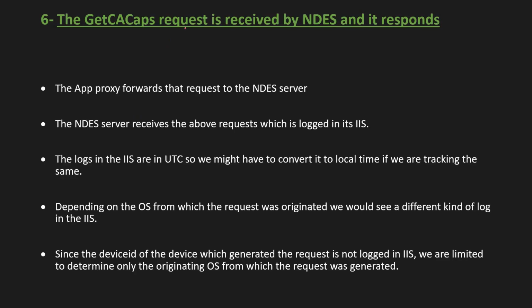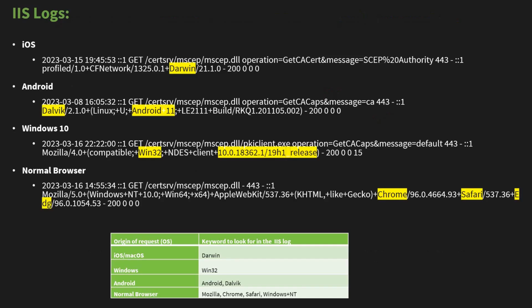So in step 6, the get CA caps request is received by the NDES server, and the NDES server responds to it. The app proxy has forwarded the request to the NDES server. The NDES server has received the request, which is logged in the IIS. The logs in the IIS are in UTC, so you might have to convert it to the local time if you are tracking it. Now let's take a look over the IIS logs. So these are the IIS logs from the NDES server.